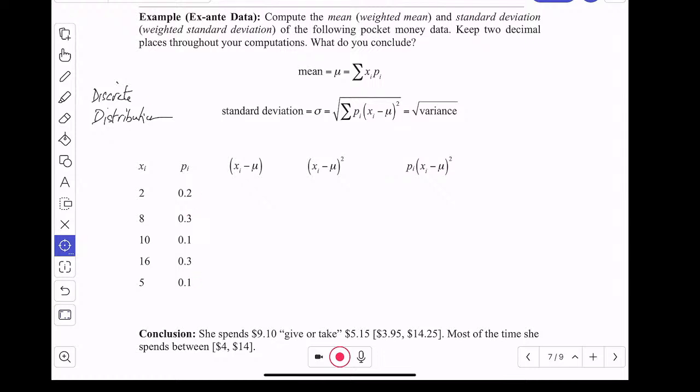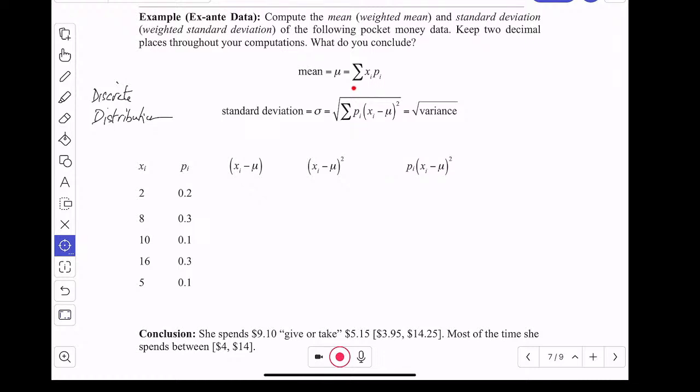It's not continuous. There's only 5 possibilities, and this shows that 2 has a 20% chance, 8 has a 30% chance, 10, 16 a 30% chance, and so on. Now with data like this, we can still calculate a mean and a standard deviation, but we have to do things differently. This is called the weighted mean, and this is called the weighted standard deviation, which is the square root of the weighted variance. It looks familiar.